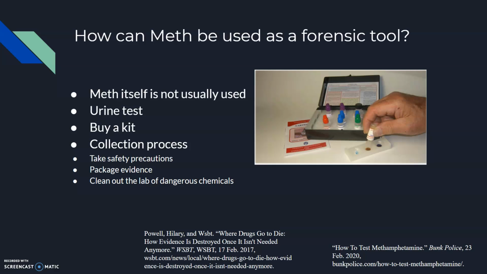How can meth be used as a forensic tool? Meth itself, I couldn't find that it could be used as a forensic tool, so I'm telling how forensic tools are used to identify meth and the collection process of meth. So, a urine test is the most common. You can also do a blood test or saliva test, but the urine test is the easiest one to figure out. That's because urine excretes all the bad stuff out of your body. It's bringing it all out, so it's easy to detect.